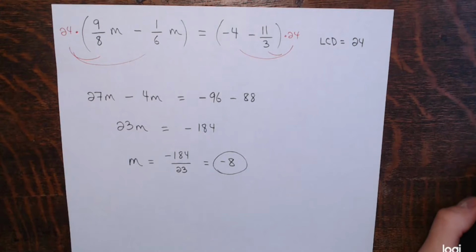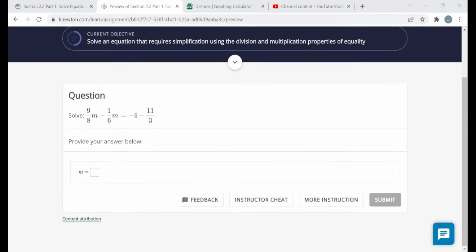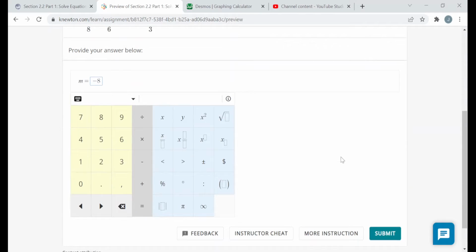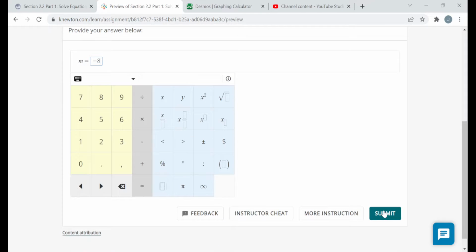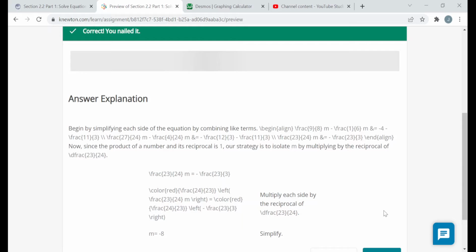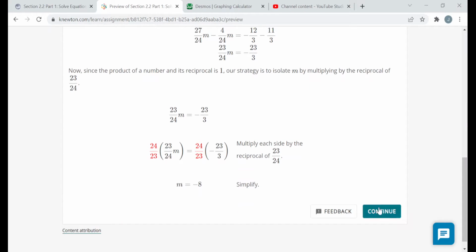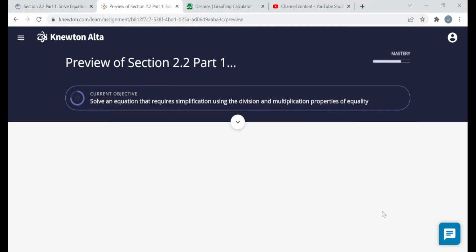And you can go ahead and check that back in the original equation, plug in -8 for m, and make sure you get a true statement. But I'll leave that to you. But you should get in the habit, though, of checking your solutions. Okay. And please read through the answer explanations.